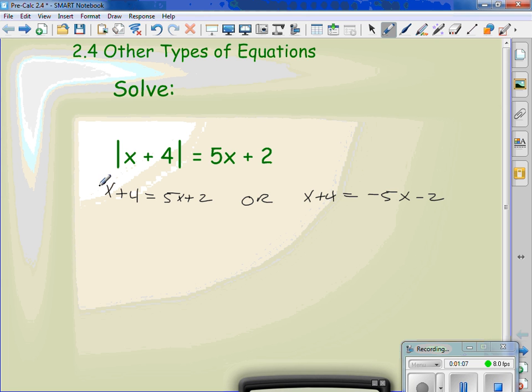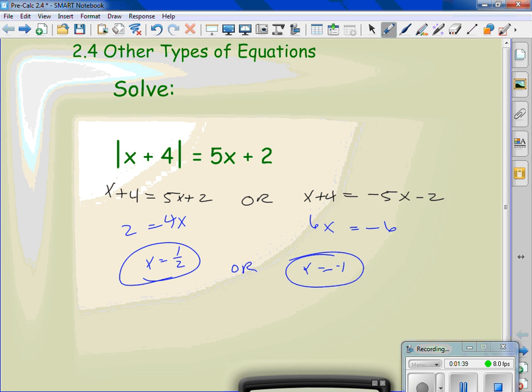To solve this side over here, I'm going to subtract this over and I get 4x. Subtract this over and I get 2. Divide by 4, x is 1/2. Or I do the other side. I'm going to add this over and I get 6x. Subtract this over, I get negative 6. x is negative 1. Those are both of your answers. If you substitute in, they both work.